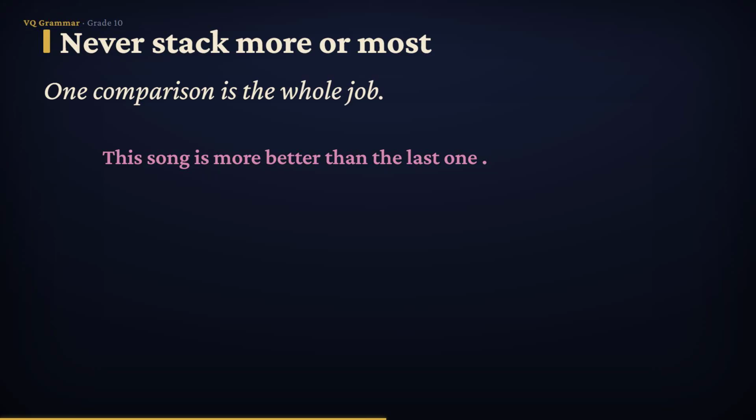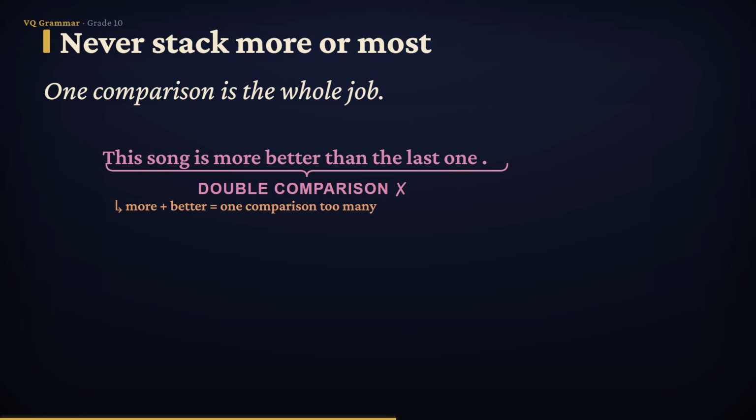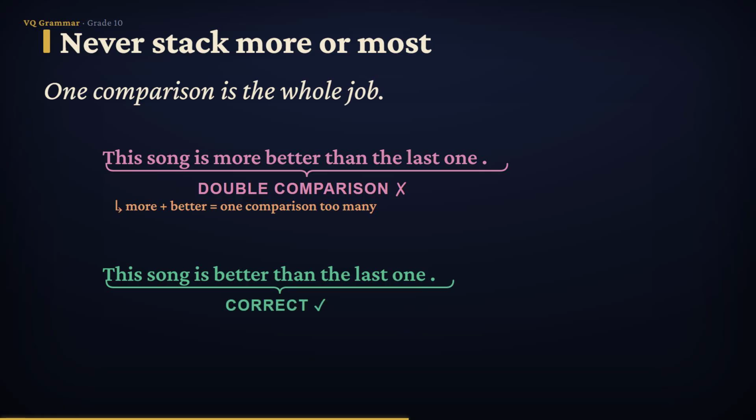What went wrong? The writer reached for more, and then reached for better as well. That is one comparison too many, a double comparison. The fix is simply to cut the extra word. This song is better than the last one. That works because better already carries the comparison inside it.